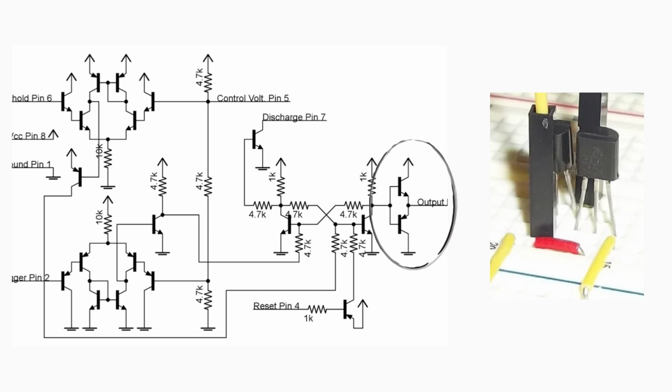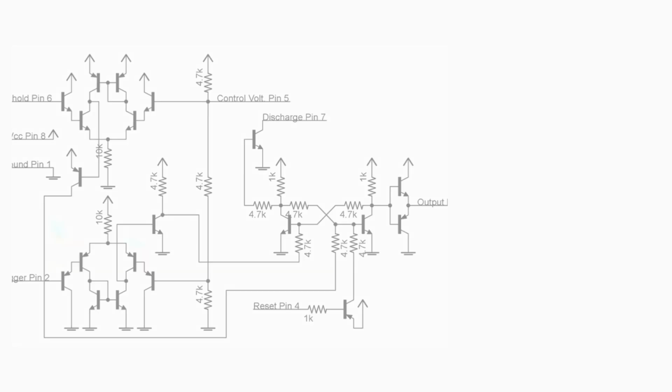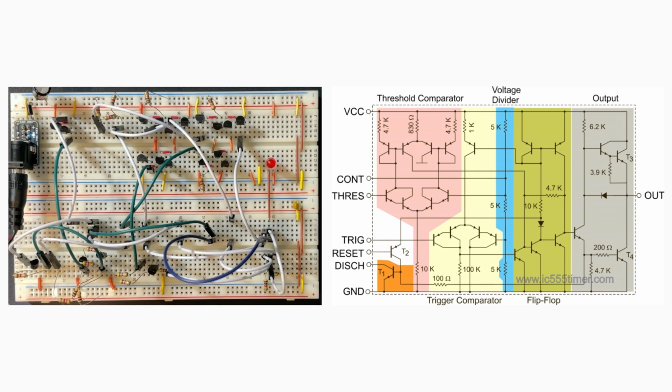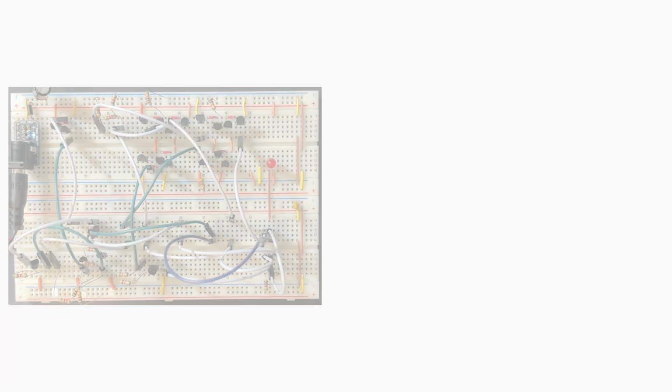The output stage uses a pair of NPN and PNP transistors with the emitters connected to ground and VCC. These transistors act as switches, toggling the output between VCC and ground to drive the LED and generate a square wave signal. Each section of the circuit uses transistors to mimic the functionality of a 555 timer. The comparators trigger the flip-flop, which controls the output, and the output stage drives the LED.